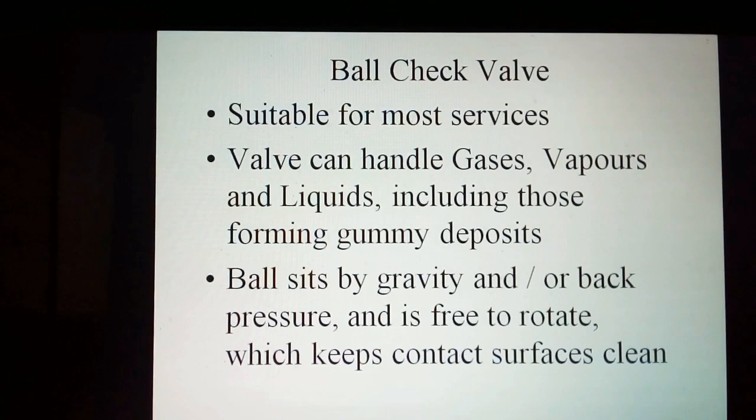Ball check valve. It is suitable for most services. The valve can handle gases, vapors, and liquids, including those forming gummy deposits. The ball seats by gravity or back pressure, and is free to rotate, which distributes wear and aids in keeping contacting surfaces clean. Mostly used in vertical pipelines.